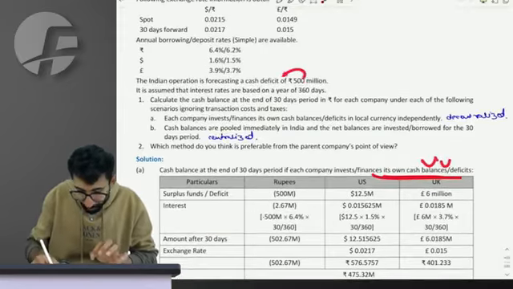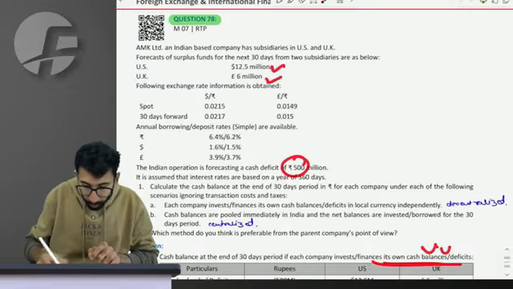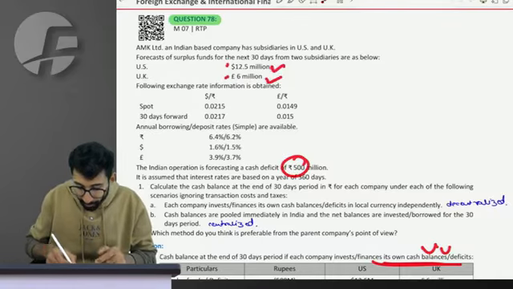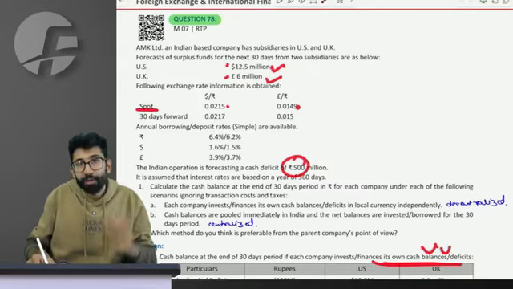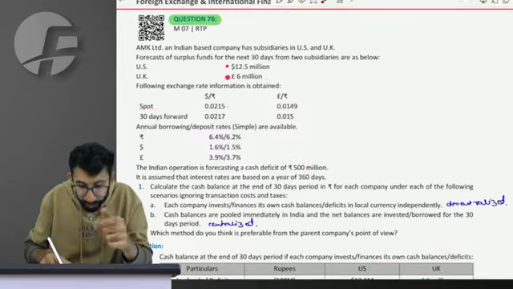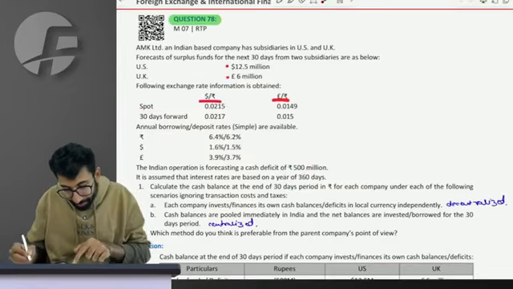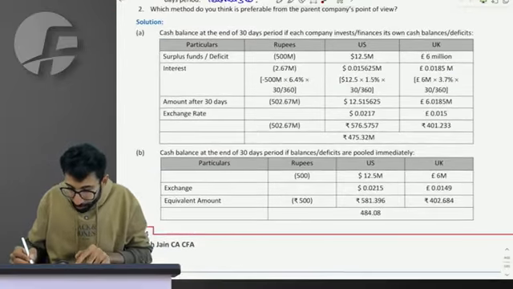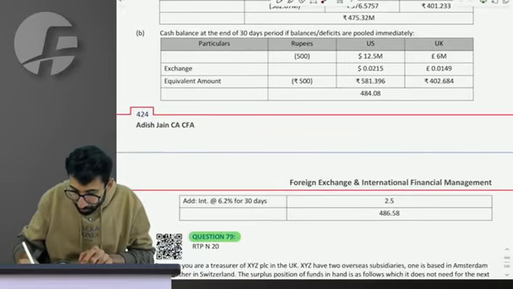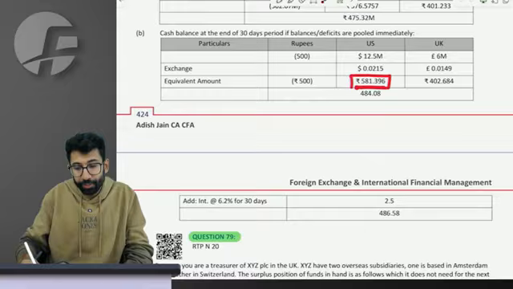Sir, rupee 500 million deficit, a negative number. The other two respective currency, positive number because they are surplus. In the spot market we have only one rate, no bid ask, life is easy. Let's convert the respective currency to rupee. Let's go to the market, sell them. Since the rate is per rupee, we will divide it. 12.5 divided by 0.0215 gives me rupee 581.396 million.